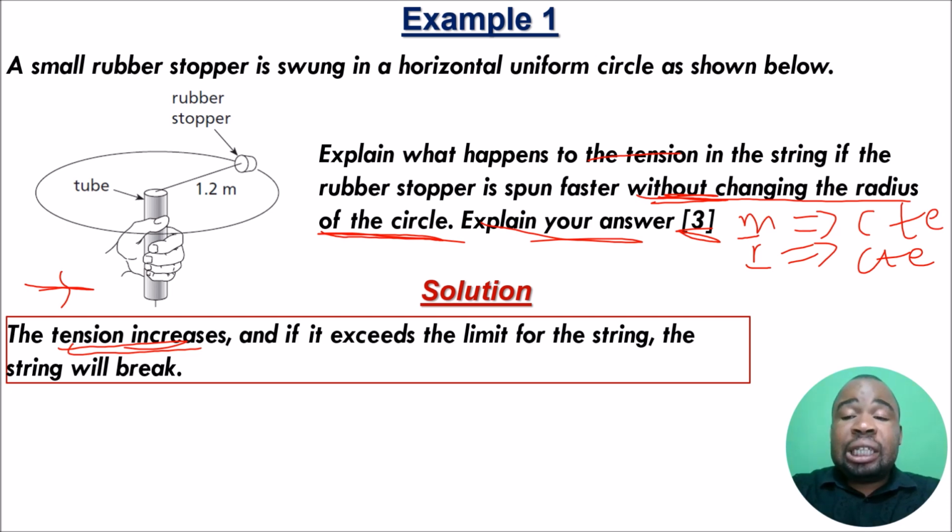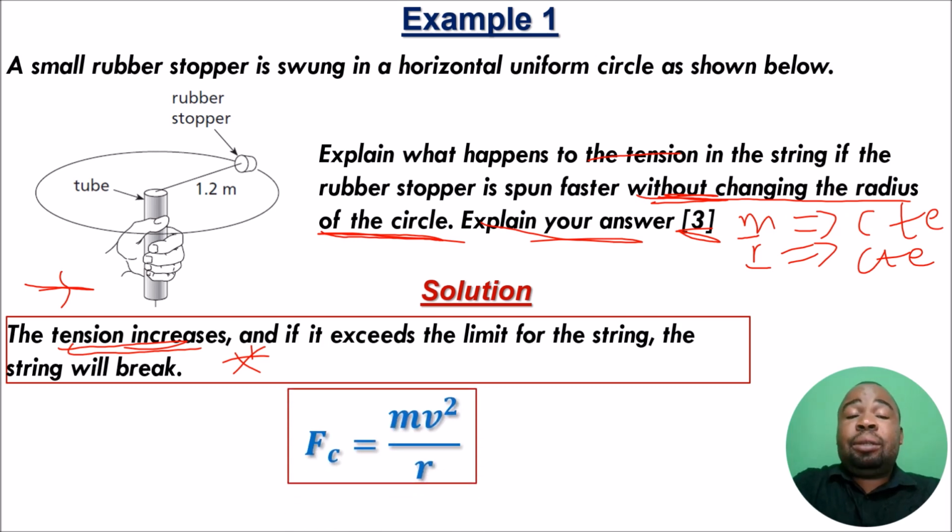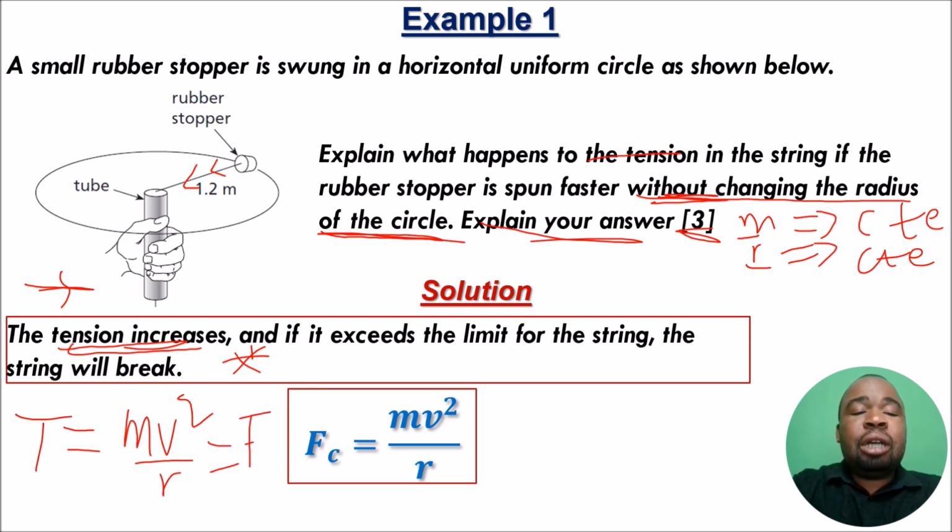Now, how do we justify this statement here that the tension is going to increase if the speed is increased? We need to revisit the equation which calculates centripetal force. Why? The tension in the string here is actually the centripetal force. So our tension is the centripetal force. The centripetal force is provided by the tension.